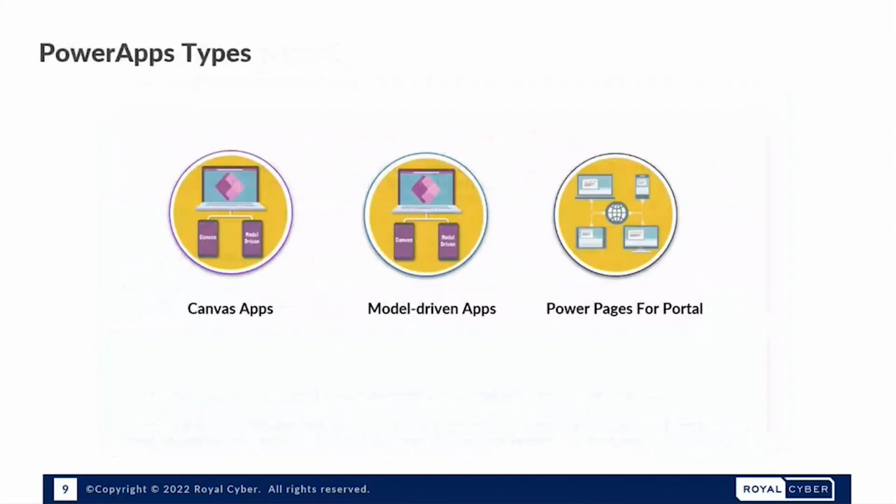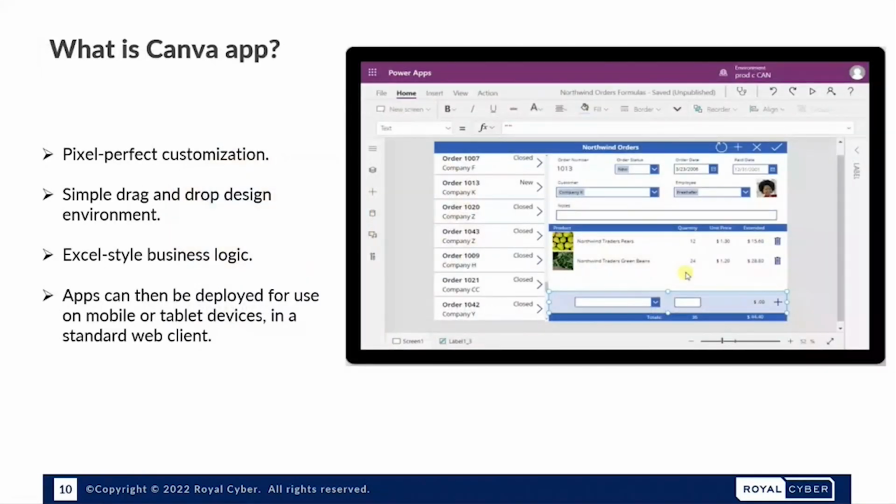Power Apps has different types: Canvas app, model-driven app, and Power Pages. We will also show the demo of these three types of apps. What is a Canvas app? A pixel-perfect, customized, simple drag-and-drop design environment with Excel-style business logic. The app can be deployed for users to mobile or tablet devices and standard web clients, and it can run on any browser and any mobile device.